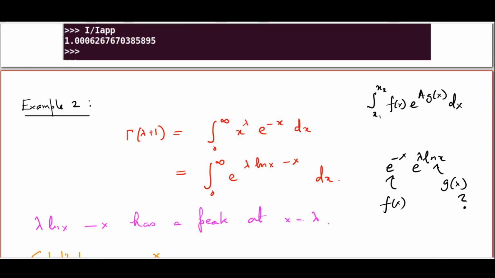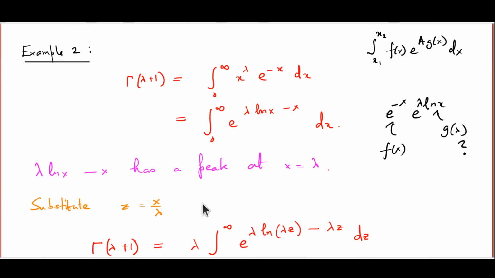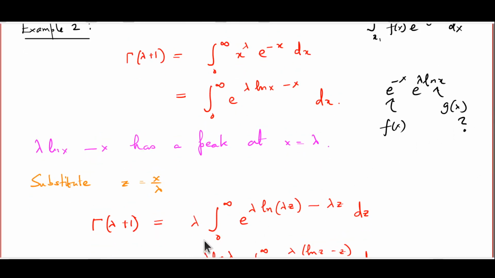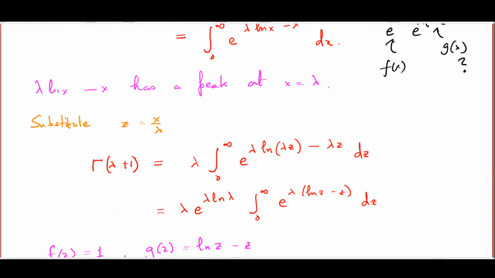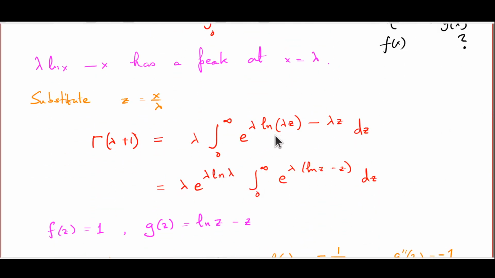And this is simply replacing x by a new variable z, which is x by lambda. This of course puts the peak of z at 1, which is independent of lambda, and it's easily seen that now gamma of lambda plus 1 becomes lambda times an integral, which comes from dx being lambda dz. The limits of course stay 0 to infinity as long as lambda is positive, which it is, at least in this calculation. Then you have e to the lambda log lambda z minus lambda z, and this simply gives you, apart from this e to the lambda log lambda which comes out being a constant, an integrand of the form e to the power lambda log z minus z dz.